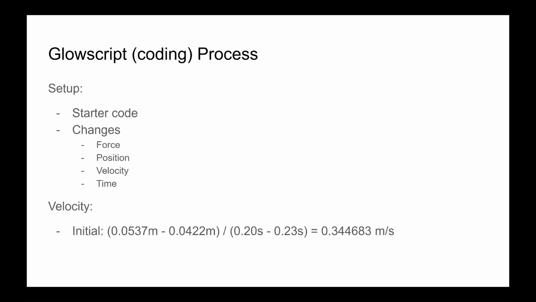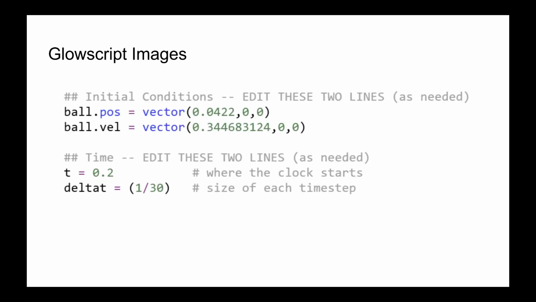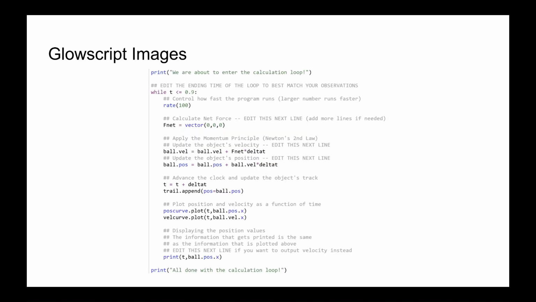For the GlowScript, I started with the starter code given, and I changed the initial force, position, velocity, and time. Here you can see the calculation for the initial velocity, which was taken from the first 2 points in the tracker, which came out to be 0.34 meters per second. Here you can see how I changed the initial position and initial velocity. Initial time is 0.2 seconds because that's when there was no longer a force on the cart, and delta t is 1/30th of a second because that's what was used in the tracker app.